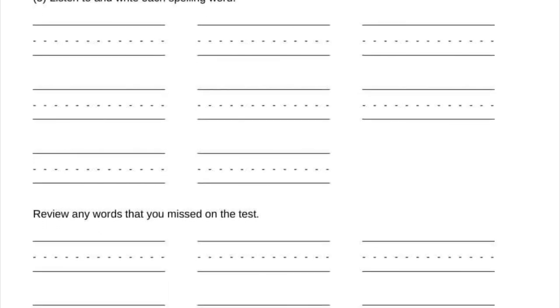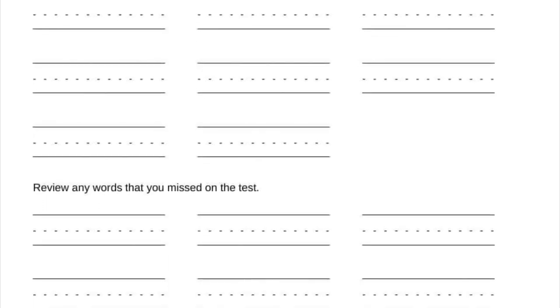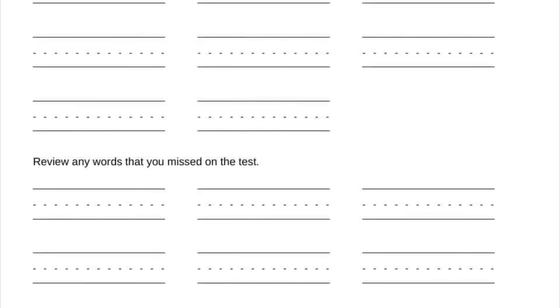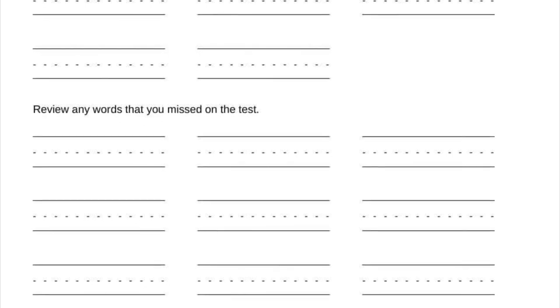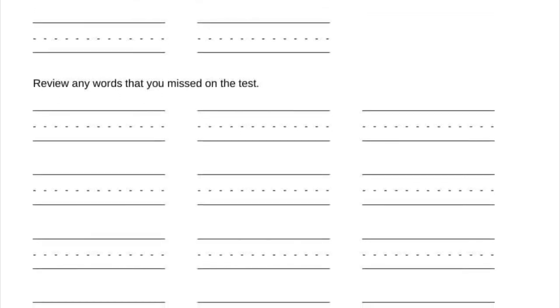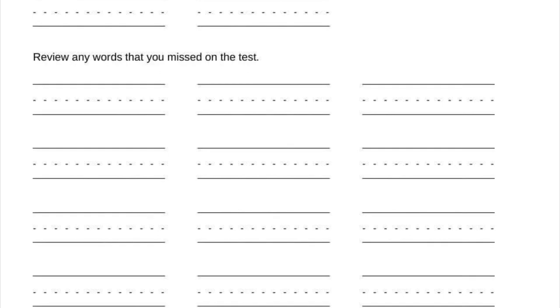I read each word aloud to my student, and my student writes the words down, drawing on their knowledge of the English spelling system. If my student misspells any of the words, they can review the missed words by practicing the spelling again.